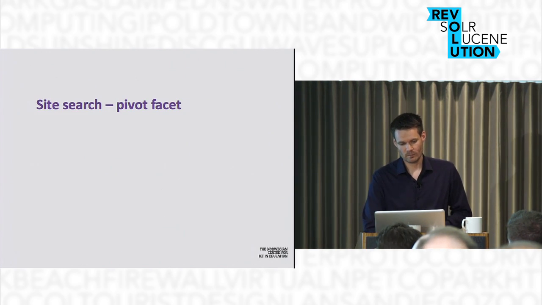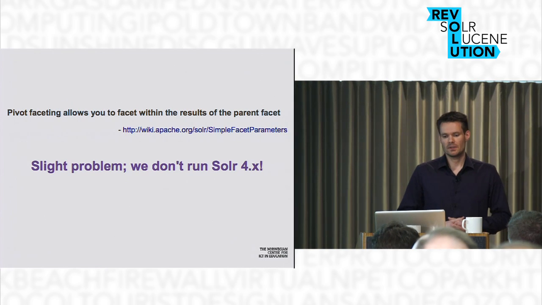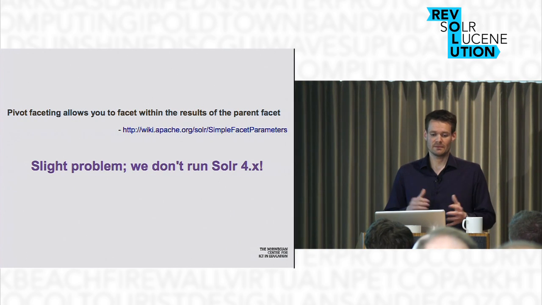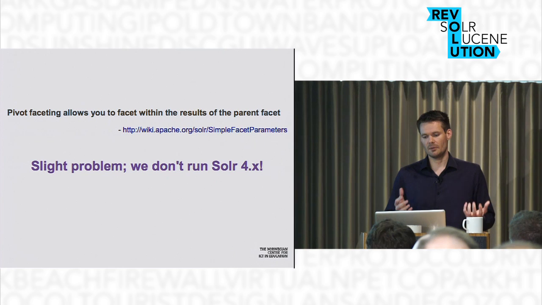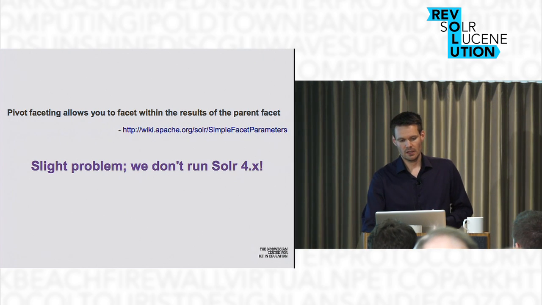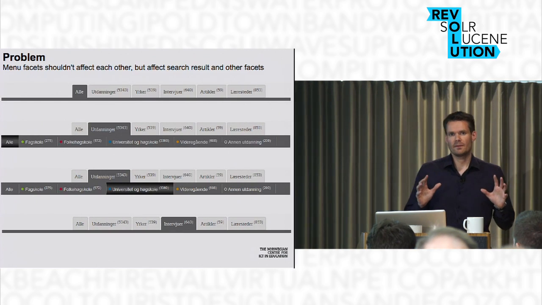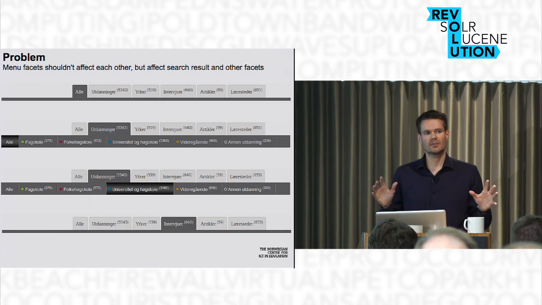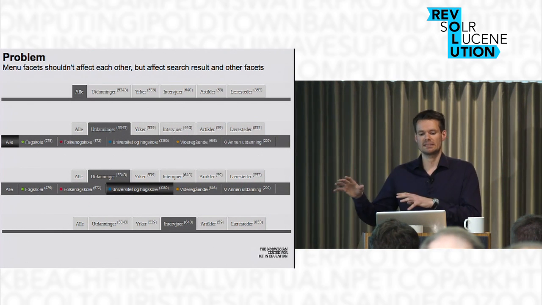Pivot faceting. This is a definition from the Solr wiki. Pivot faceting allows you to facet within the results of the parent facet. But we don't run Solr 4.x, so we had to do this by ourselves. The problem is we have menu facets, and many of you probably have that kind of problem. We have menu facets that shouldn't affect each other, but affect the search results and all the other facets.